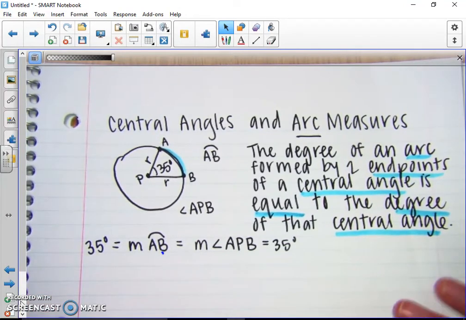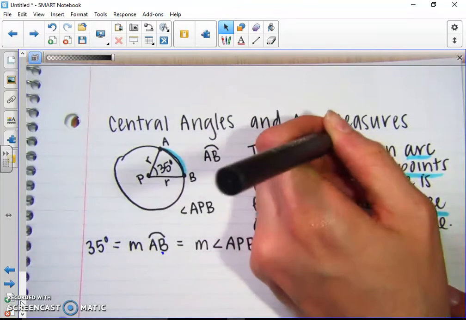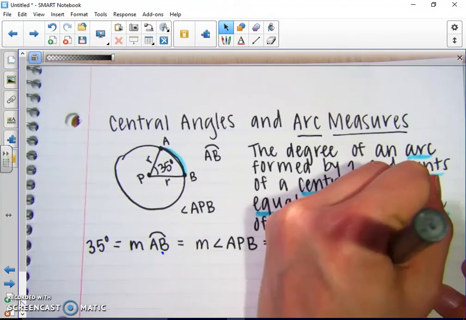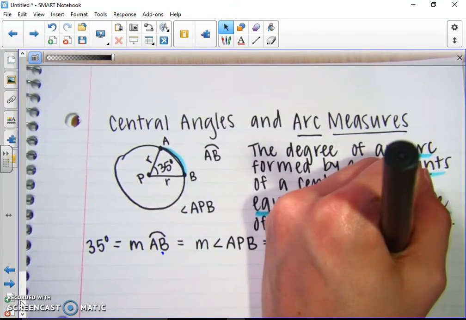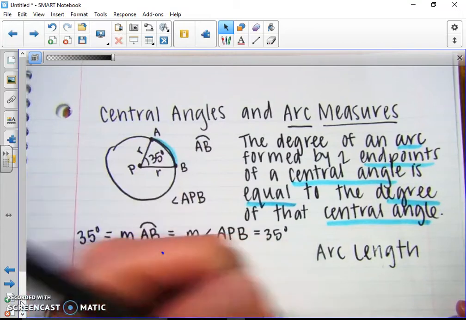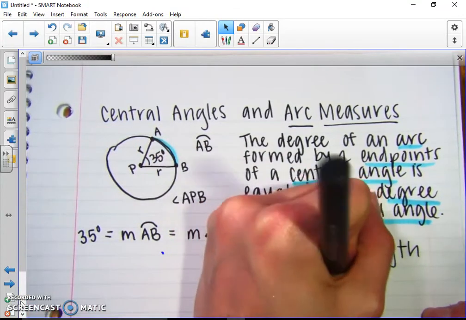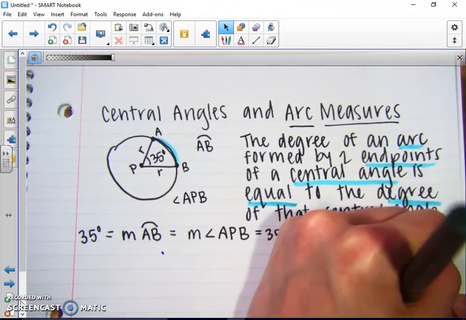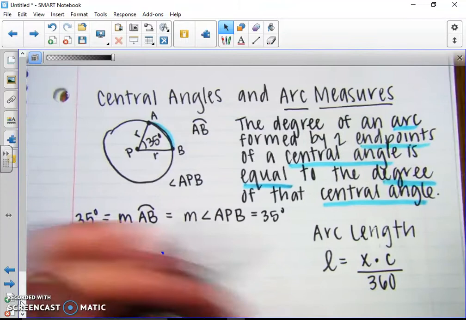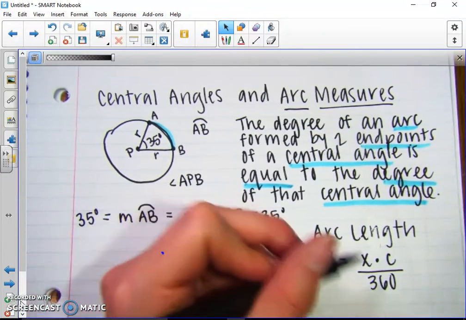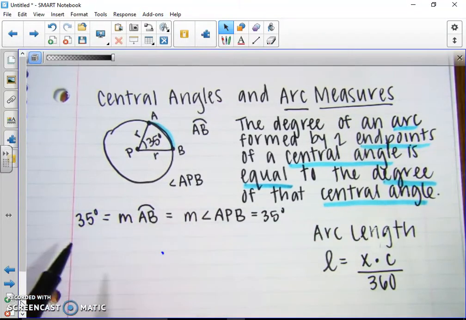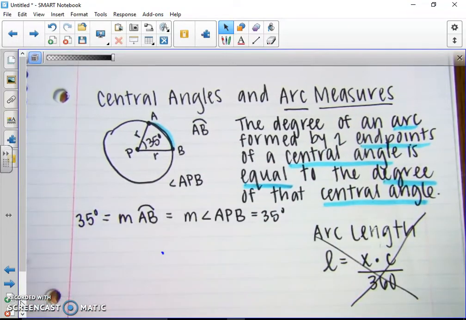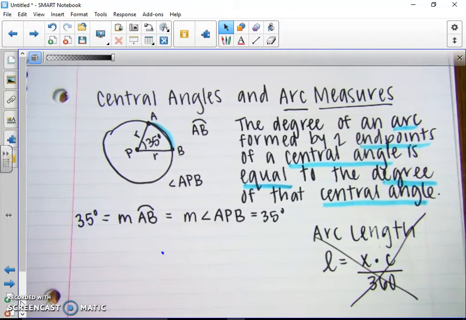It's important to note that we're talking about the measure of an arc. We're not talking about arc length. Arc length is actually going to be a completely different thing, and remember we use that formula, x times c divided by 360, where x is the degree of the arc and c is the circumference. We use a formula to find arc length. It's something totally different than arc measure. So we don't have to worry about arc length until we get to class next time. We're just focusing on arc measure and central angles.